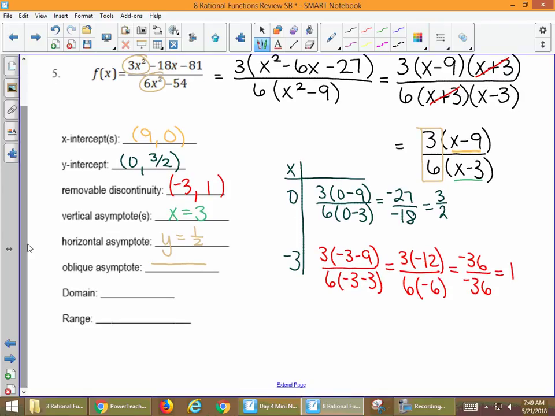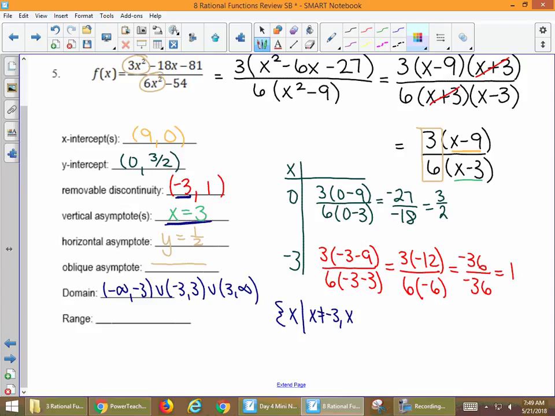Domain and range, last pieces. For domain, we're going to exclude our vertical asymptote and the x of our removable discontinuity, least to greatest. So negative infinity to negative 3, negative 3 to 3, 3 to infinity. If you're asked for that in set notation instead, x such that x cannot equal negative 3, x cannot equal 3.